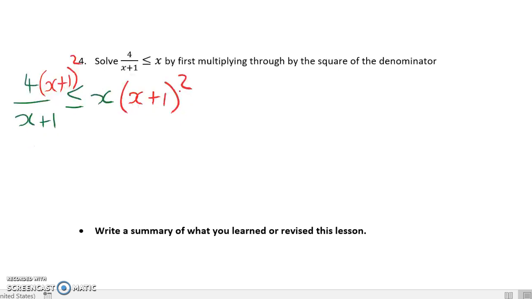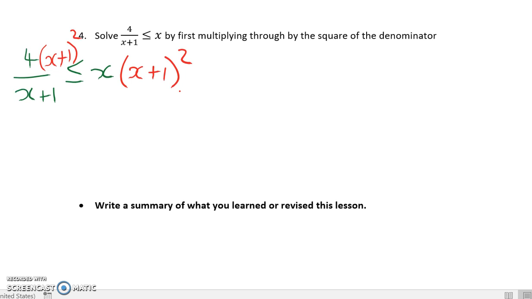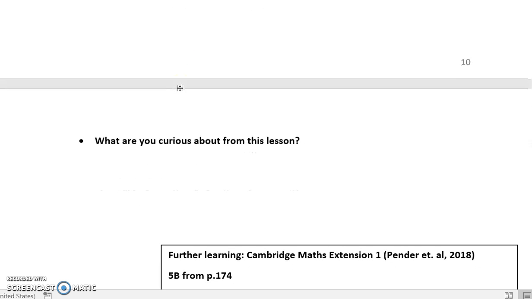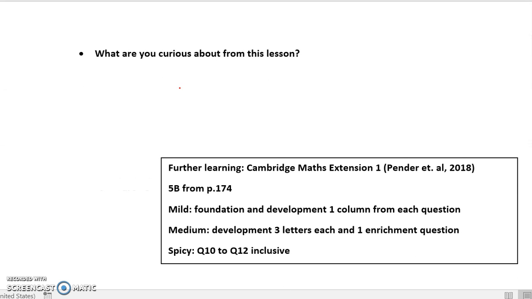Remember, you can use the examples in your text in this section, sign of a function, to help you. Write a summary of what you've learned, anything you're still curious about, and then I want you to have a go at some questions from 5B.